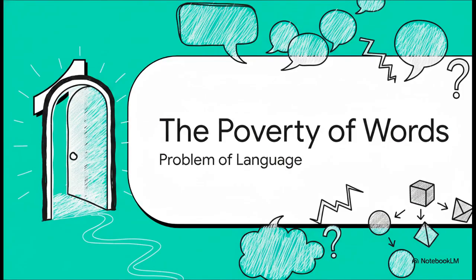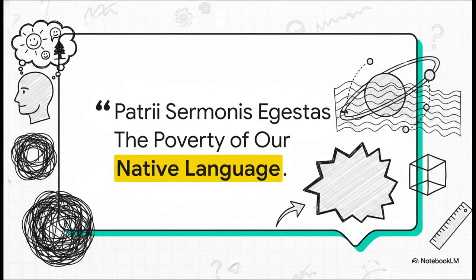The poverty of words. This is where we cross the threshold out of our comfortable everyday reality and step into a really profound philosophical problem. The ancient Roman poet Lucretius actually had a perfect phrase for this problem, patrii sermonis egestas, which translates to the poverty of our native language. You know, natural languages like English or Greek, they evolved to help us survive and socialize, right? They definitely didn't evolve to measure the cosmos. They're just inherently tied to our subjective, messy sensory experiences.